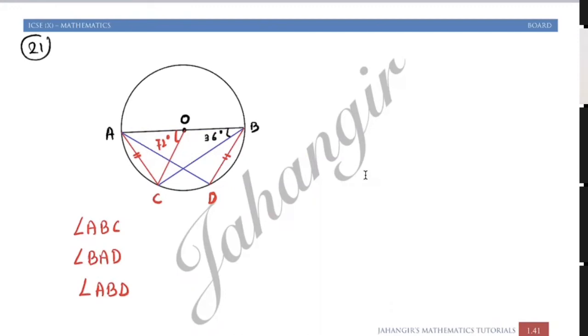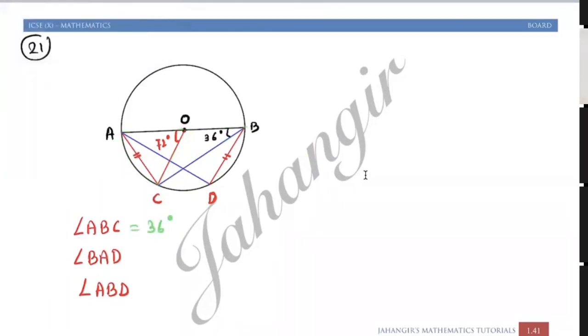ABC is what? Angle at the center is twice the angle on the circumference. So ABC is the angle formed; AOC is at the center, ABC is on the circumference. Both are formed in the arc AC. Clear? So ABC is 36 degree.